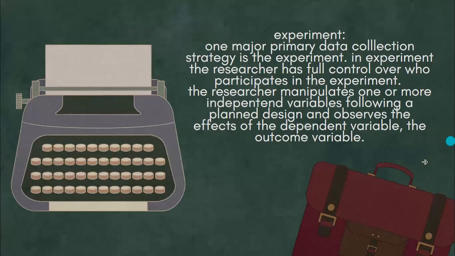One major primary data collection strategy is the experiment. When you do an experiment, you should know that as a researcher, you are in control of the participants, and the researcher also manipulates one or more independent variables following a planned design and observes the effects of the independent variables on the dependent variable.